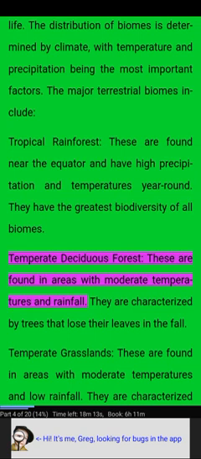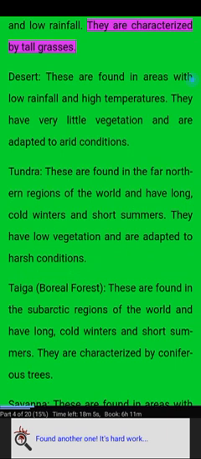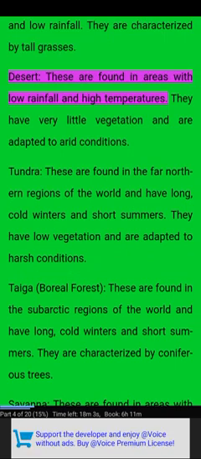Temperate deciduous forest. These are found in areas with moderate temperatures and rainfall. They are characterized by trees that lose their leaves in the fall. Temperate grasslands. These are found in areas with moderate temperatures and low rainfall. They are characterized by tall grasses. Desert. These are found in areas with low rainfall and high temperatures. They have very little vegetation and are adapted to arid conditions.